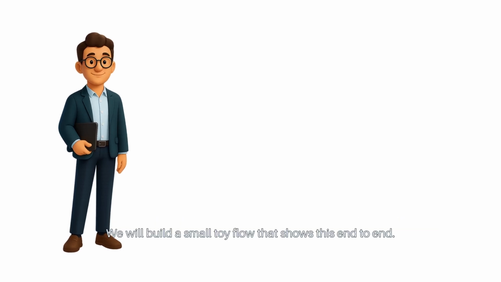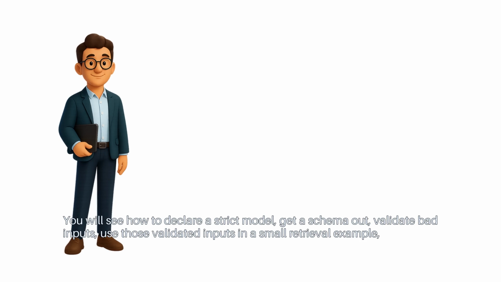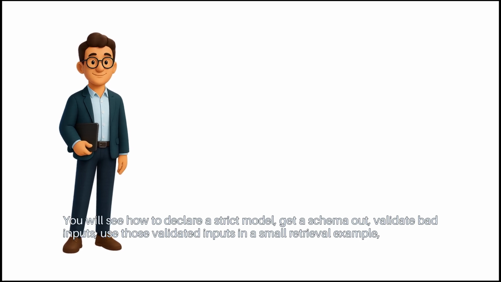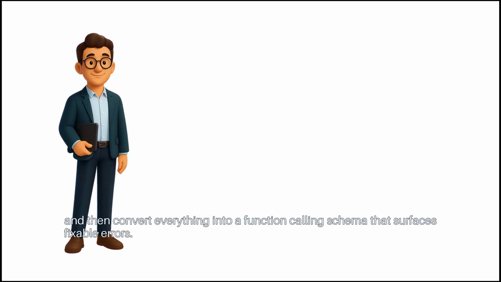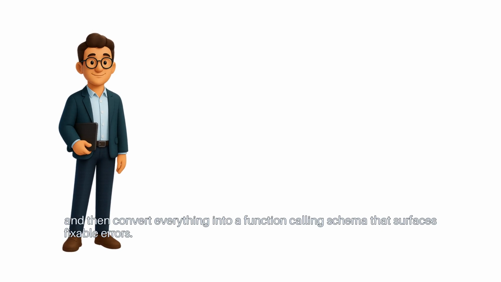We will build a small toy flow that shows this end to end. You will see how to declare a strict model, get a schema out, validate bad inputs, use those validated inputs in a small retrieval example, and then convert everything into a function calling schema that surfaces fixable errors.